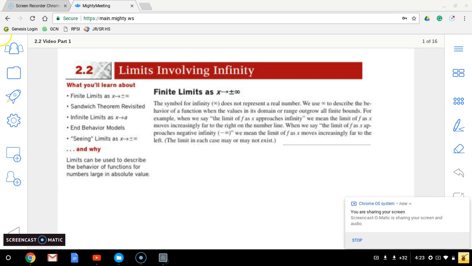We use infinity to describe the behavior of a function when the values in its domain or range outgrow all finite bounds. For example, when we say the limit of f as x approaches infinity, we mean the limit of f as x moves increasingly far to the right on the number line. When we say the limit of f as x approaches negative infinity, we mean the limit of f as x moves increasingly far to the left. The limit in each case may or may not exist.